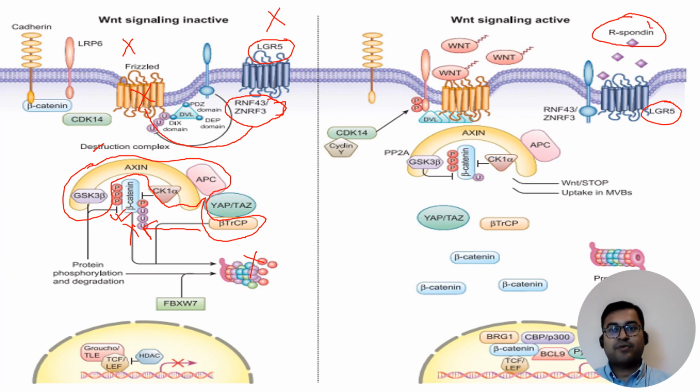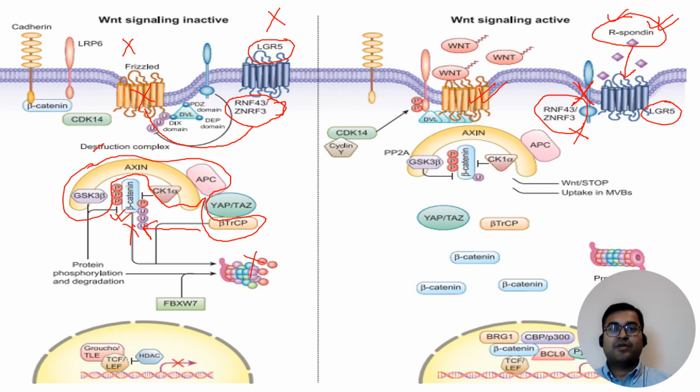But when this R-spondin ligand is present, this R-spondin protein will bind to this LGR5 receptor, and interaction of this R-spondin and LGR5 receptor leads to deactivation of RNF43 and ZNRF3. So if there is an interaction between R-spondin and LGR5, RNF43 and ZNRF3 will be deactivated and Frizzled will be able to act on the plasma membrane.